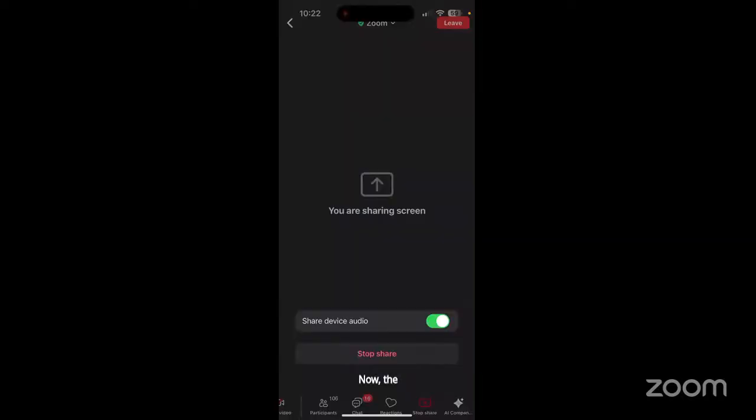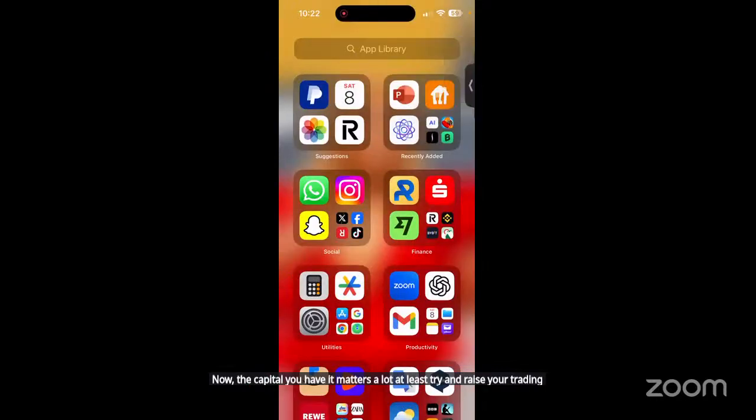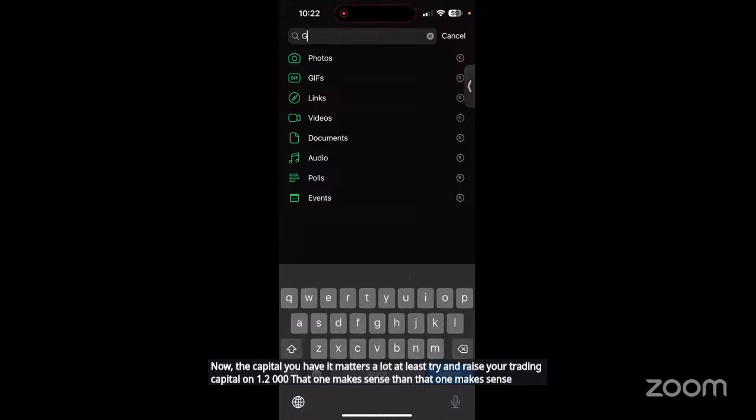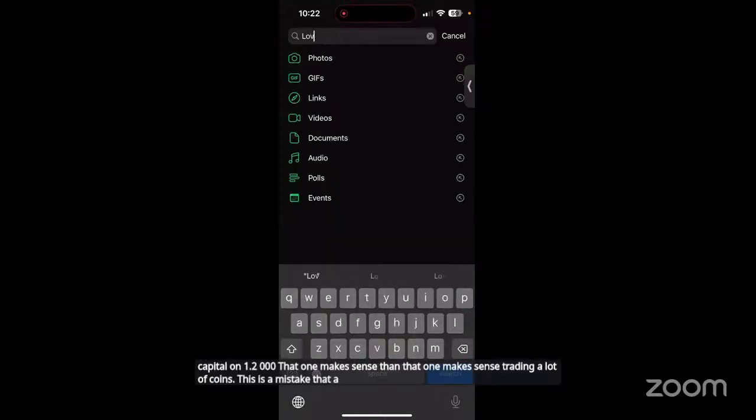Now, the capital you have matters a lot. At least try and raise your trading capital on one coin to $1,000. That makes more sense than trading a lot of coins. This is a mistake that a lot of people make in the business.